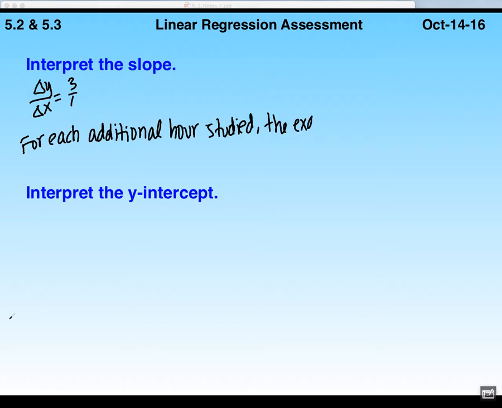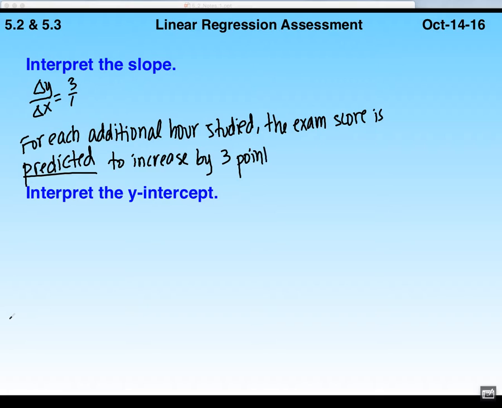the exam score is, here's where it's different, predicted to increase by 3 points. It's not a guarantee. Just because you study another hour doesn't mean that you're going to get 3 points higher. You have to say predicted. This is just a general trend. It does not mean that every single person follows this trend. Got it?